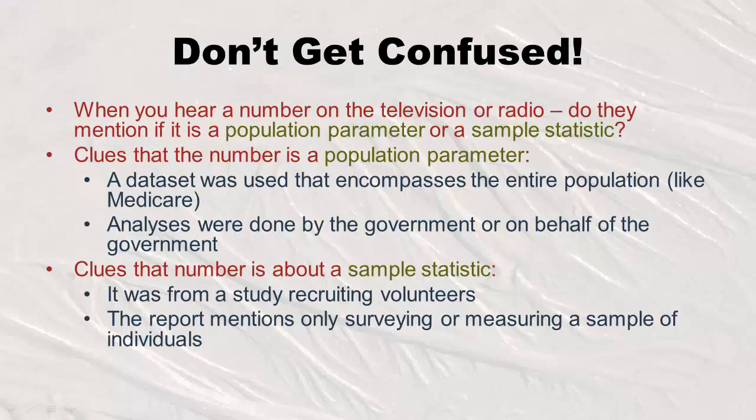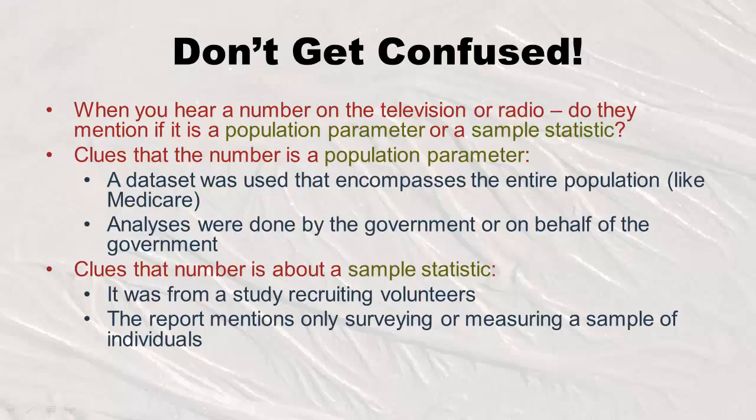If you're listening to someone talk in a lecture or in a video, you might want to look for clues that a number is a population parameter or is a sample statistic. If you hear that the data set they use encompasses an entire population, and usually that's the kind of stuff done by governments, like remember when I was talking about the rate of HIV in Africa? Well, that'd probably be done by governments or the United Nations or the World Health Organization. So when you're talking about numbers that might have come out of an entire population, usually done by the government, that's probably a population parameter.